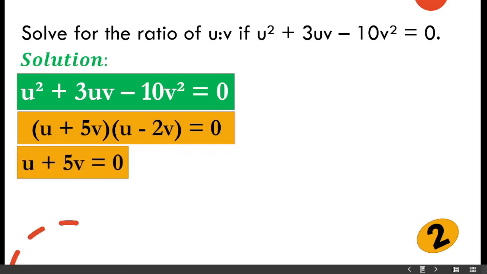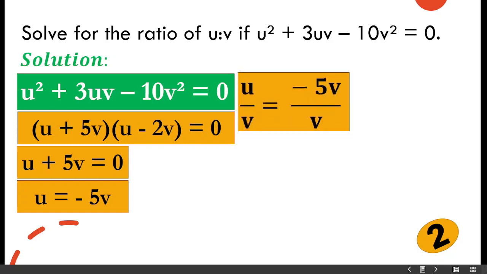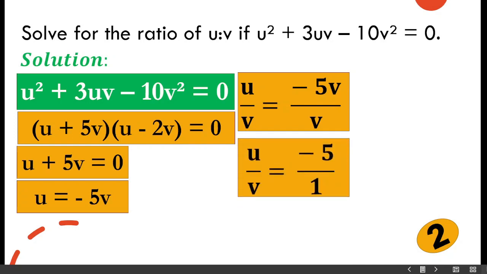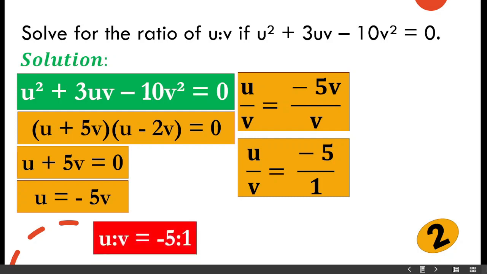We have u plus 5v is equal to 0. Transfer positive 5v at the right side. It becomes u is equal to negative 5v. And divide both sides by v. u over v is equal to negative 5 over 1. Therefore, u is to v is equal to negative 5 is to 1.